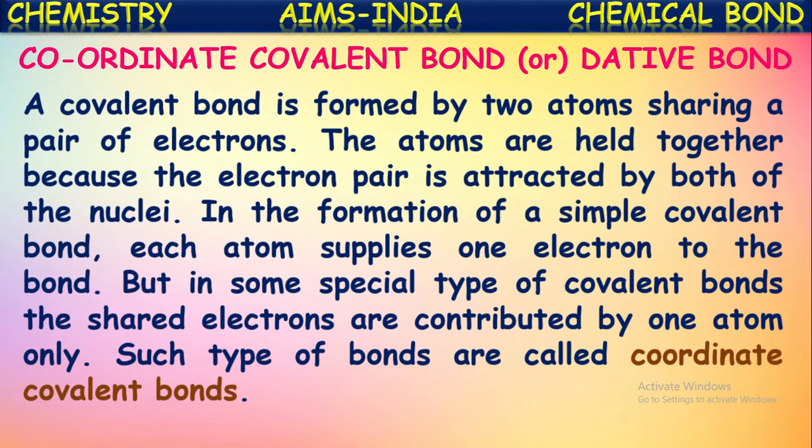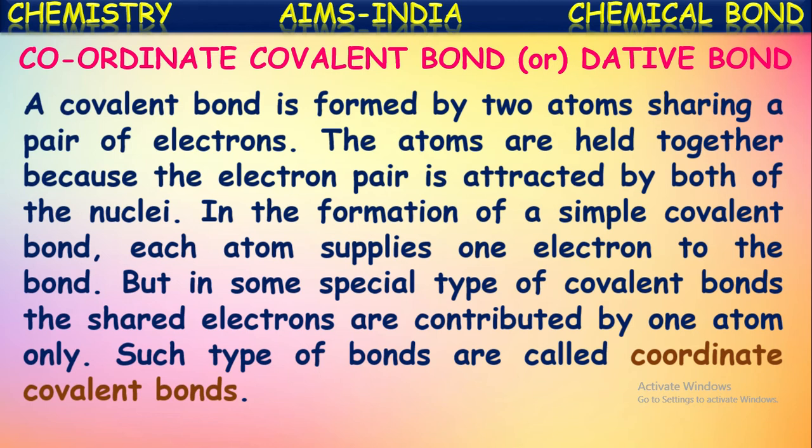A covalent bond, in general, is formed by two atoms sharing a pair of electrons. Isn't it? We have learned in the previous sessions that a covalent bond is formed between two atoms when both the atoms contribute one electron for sharing, and that pair of electrons is shared by both the atoms. Then a covalent bond is formed. The atoms are held together because the electron pair is attracted by both the nuclei, isn't it? Generally, in the formation of a simple covalent bond, each atom supplies one electron to the bond formation, and this pair of electrons is shared by both the atoms.